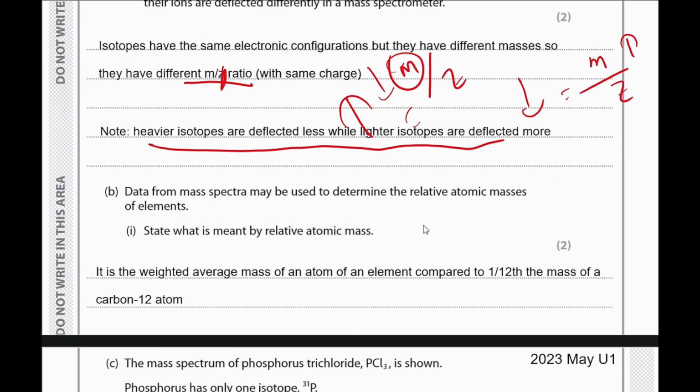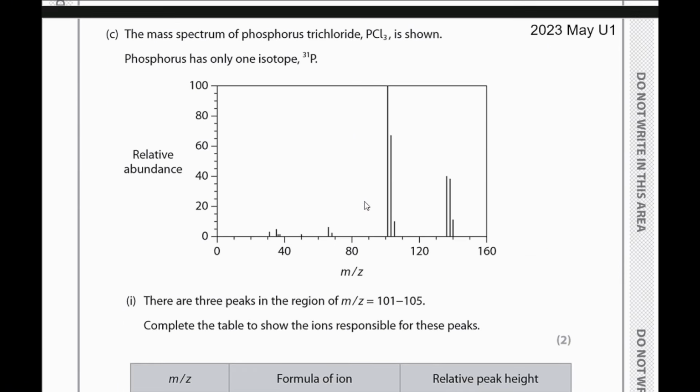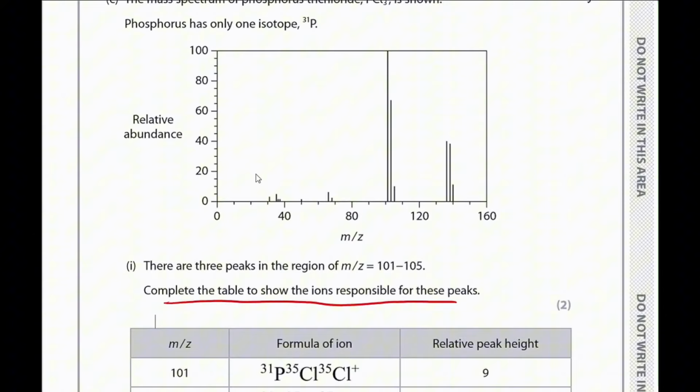State what is meant by the relative atomic mass. A little while ago, we saw the same question in May 2024, so this is basically the same answer. Moving on, the mass spectrum of phosphorus trichloride is shown. Phosphorus has only one isotope. You are told to complete the table to show the ions responsible for these peaks.